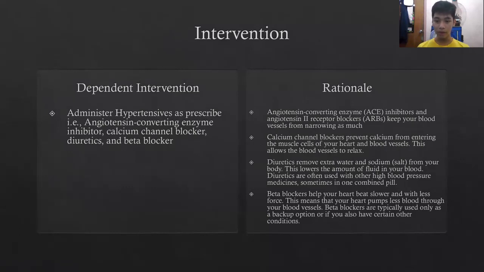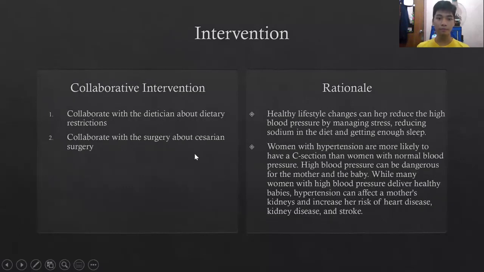This is typically used only as a backup option, or if the mother also has certain other conditions such as heart disease. So for our collaborative intervention, we collaborate with the dietitian about dietary restriction for healthy lifestyle changes, which can help reduce the high blood pressure by managing stress, reducing sodium intake in the diet, and getting enough sleep. We also collaborated with a surgeon about cesarean delivery.